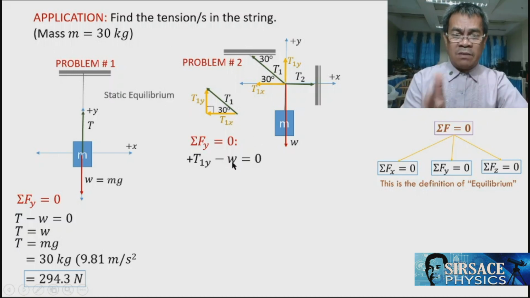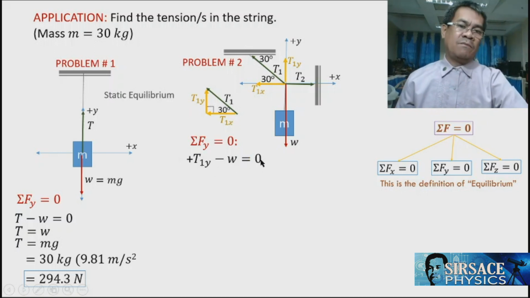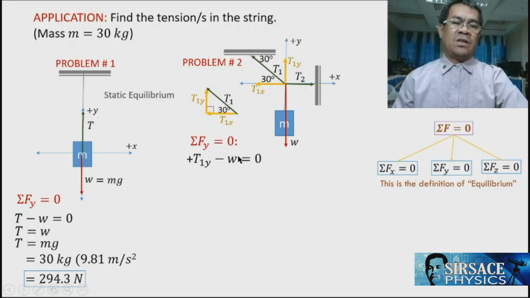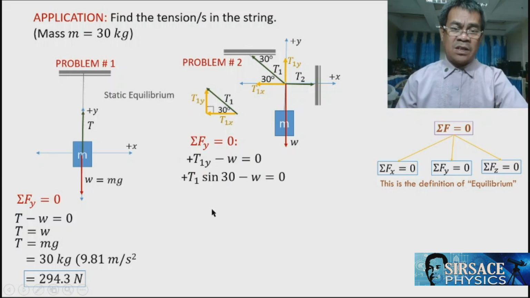Why is it that W is negative? Because this is downward. There are only two forces, then equate this to 0. It must be set to 0 so that we ensure that the forces along y is equal to 0. So, therefore, T1y, transposing W to the right side. Okay, but before that, T1y, look at the force polygon, the right triangle.